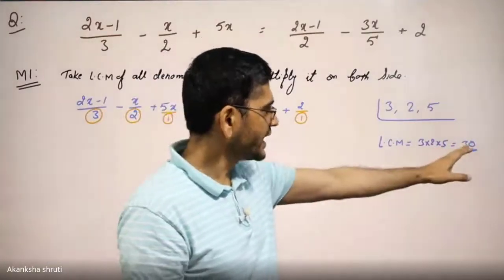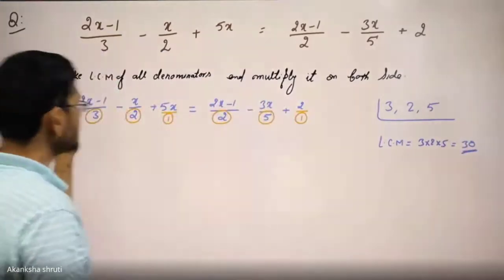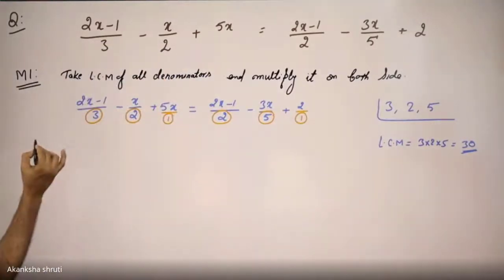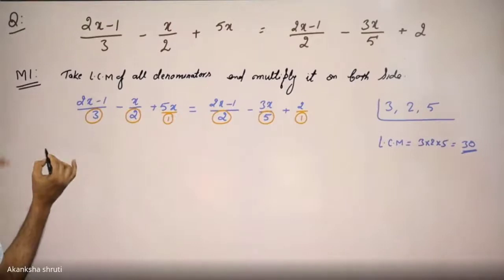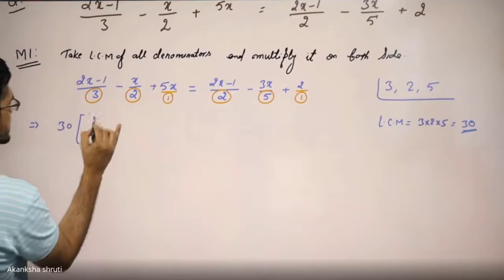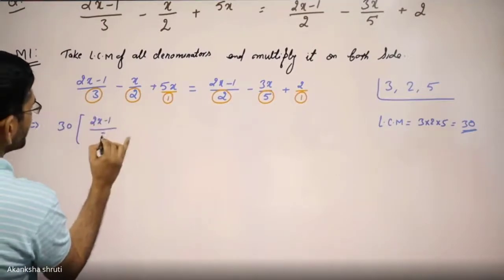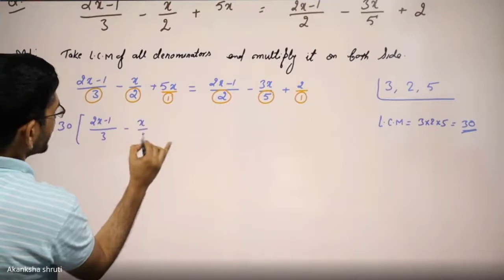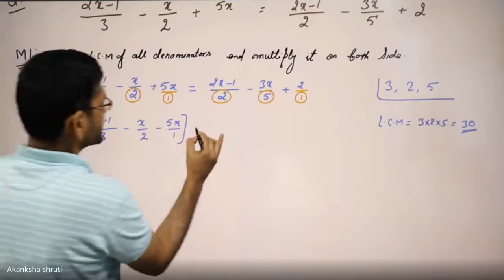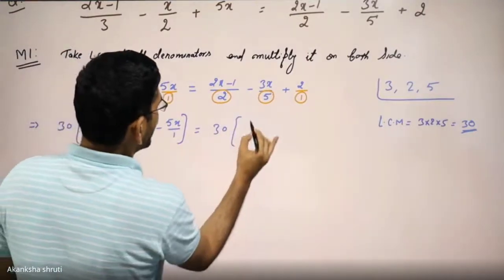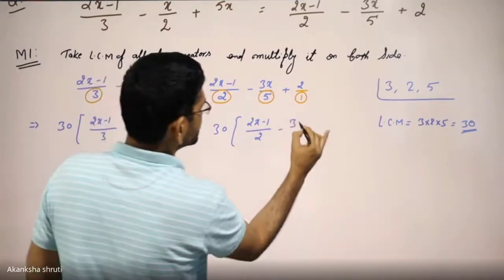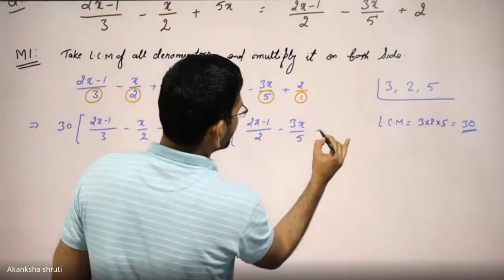Now this 30 has to be multiplied to each term of the LHS as well as the RHS. The next step: 30 is going to multiply on both sides. 30 times 2x minus 1 by 3 minus x by 2 plus 5x by 1, and the same 30 is also multiplied to each of the terms on the right hand side, 2x minus 1 by 2 minus 3x by 5 plus 2.